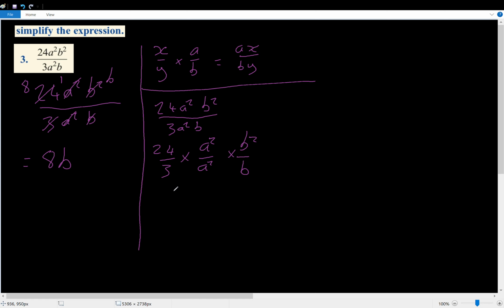24 over 3 means 24 divided by 3, which is 8. A squared divided by a squared is 1. And b squared divided by b is b. And we multiply 8 by 1 by b, we just get 8b. And this bit here that I've done on the right is just by way of explanation. It'll be far easier to just do the method we have on the left where we cancel them out. But at least now you know how we're getting there. And that is that.